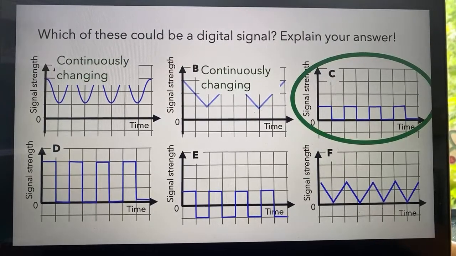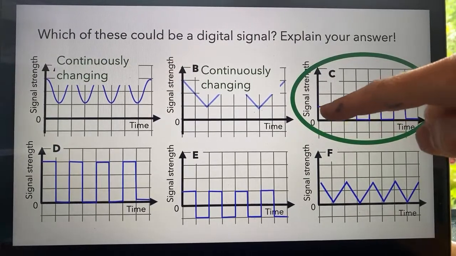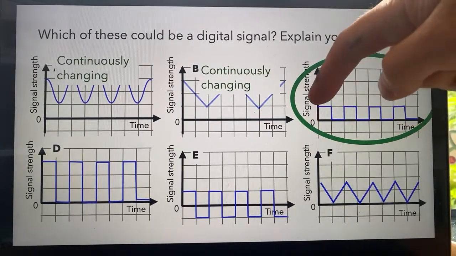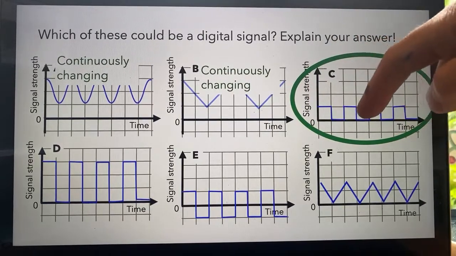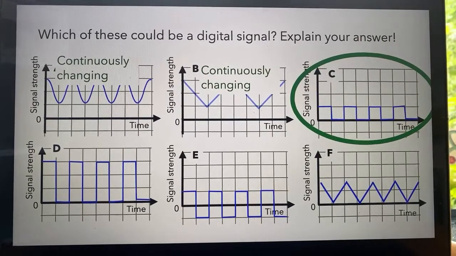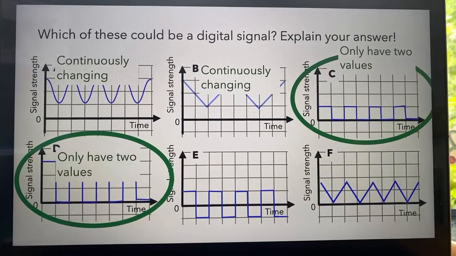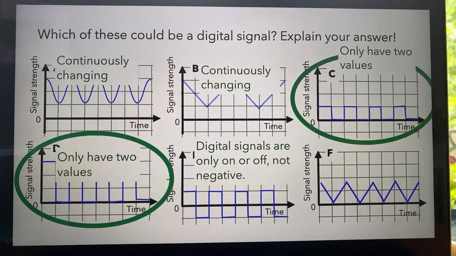So C is a digital signal. That is just a reading of on. We haven't put any numbers along the side here, so it doesn't really matter what they are. It's on or it's off. It's on or it's off. So yeah, that's a digital signal. D is the same. It's on or it's off. Digital signals only have 2 values. So C and D, that's good. E, I was hoping that I'd catch you out with E. This is not a digital signal because they can only be on or off.